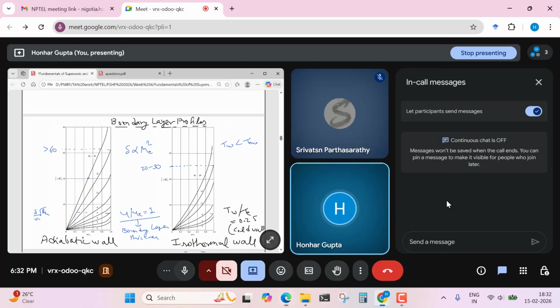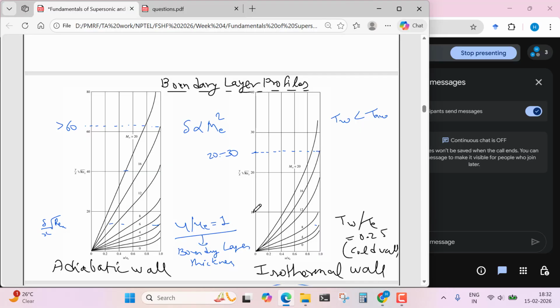The left side is the figure for the adiabatic wall and the right side is the figure for the isothermal wall, where T_w upon T_e is equal to 0.25, and the figure is between y upon x under root Re_x and u upon u_e. So we can find the boundary layer thickness from this. Whenever u upon u_e approaches 1, that will be the boundary layer thickness. Generally, we take the approximately 99% point as the boundary layer thickness.